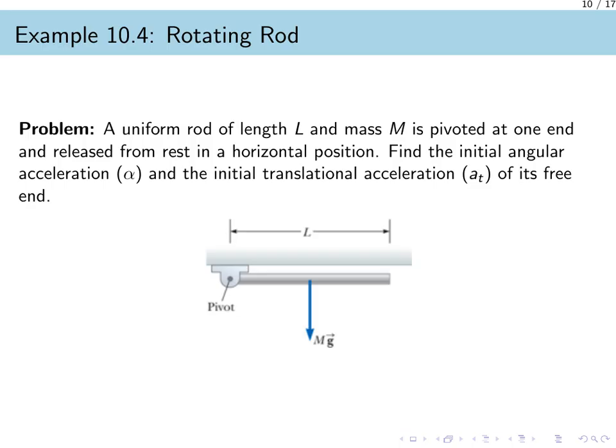First, we want to find the initial angular acceleration of the entire rod, which we denote as alpha. Second, we need the initial translational acceleration of the free end of the rod, which we call a sub t. It is important to focus on the term initial, as the torque from gravity will change as the rod's angle changes, meaning the acceleration is not constant throughout the swing. This problem directly connects the concept of torque to the resulting angular and translational accelerations.